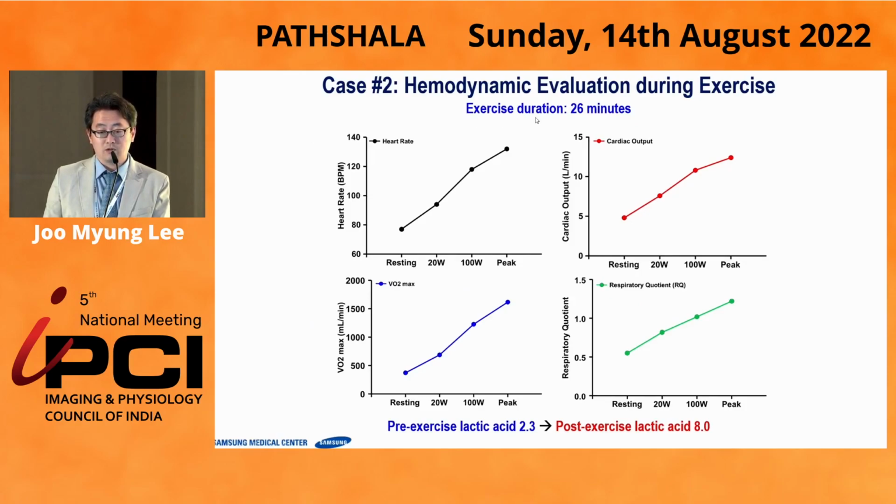The total exercise duration was about 25 minutes. As with the first case, the heart rate, cardiac output, and VO2 max increased during the exercise, and his final RQ value was around 1.4, which means he reached peak exercise in the cath lab. The lactic acid level before exercise was 2.3, normal range. After exercise, his lactic acid level remarkably increased up to 8.0.